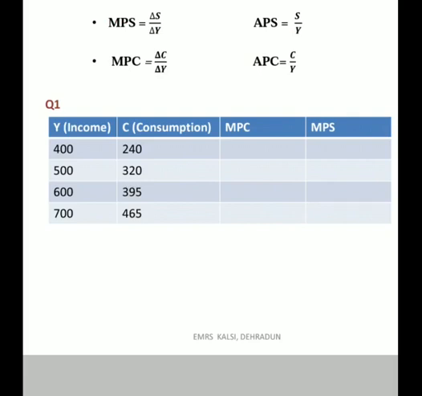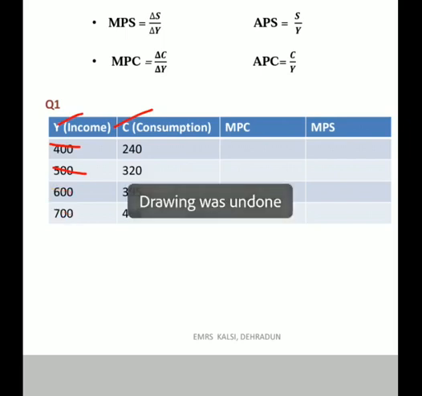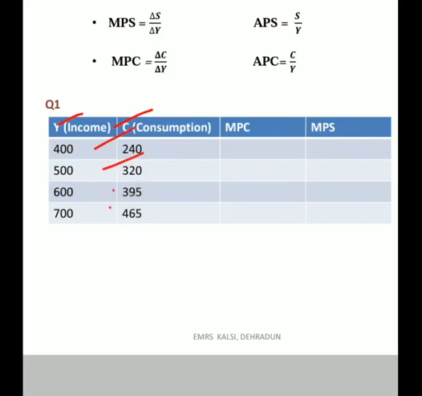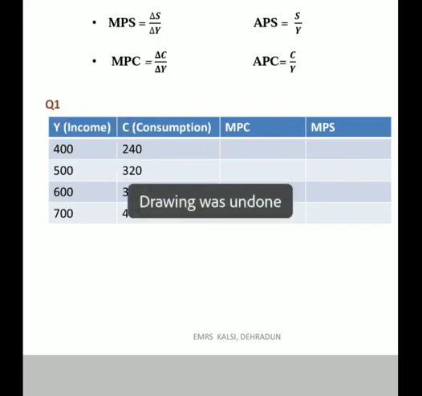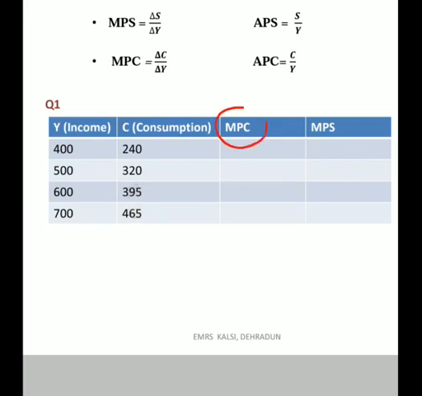We are given the income and the consumption. So our income levels are 400, 500, 600 and 700. Okay, these are our incomes, and consumption is 240, 320, 395 and 465. These are the consumptions. So what are we asked to find? MPC and MPS. Okay, we are asked to find MPC and MPS.